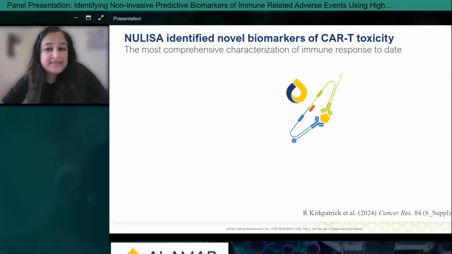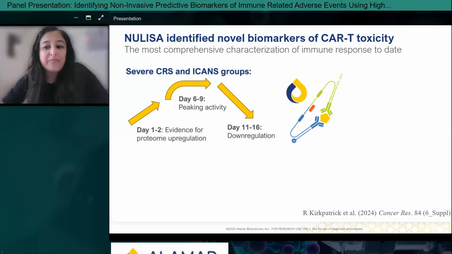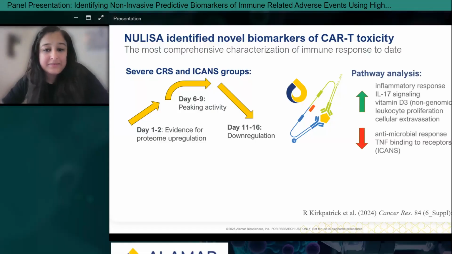So to summarize, with the highly sensitive NULISA technology, we were able to comprehensively characterize the temporal response to CAR-T therapy in patients with cytokine release syndrome and ICANS. The changes in the plasma proteome occur very early as day 1 to 2 after infusion, followed by peak induction of Th2 cytokines and exhaustion markers. 2 weeks into the infusion, there's a massive downregulation of proteins involved in tissue repair and vascular integrity, suggesting a really well-orchestrated sequence of events that lead up to the disruption of the blood-brain barrier and cerebral edema that's seen in severe cases of ICANS.